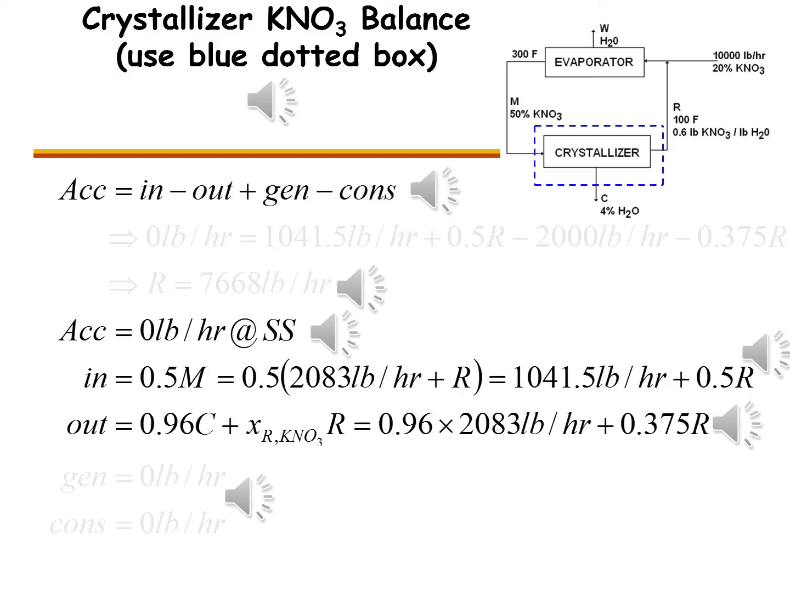Two streams exit the blue dotted boundary, R and C. As will be shown in the next slide, the 0.6 mass ratio in stream R translates to a salt mass fraction of 0.375. In addition, the value of C has been determined before, 2 slides back.